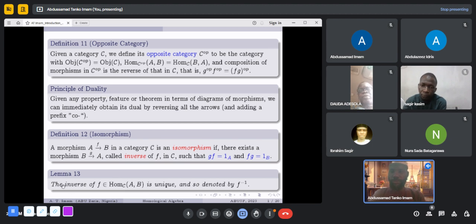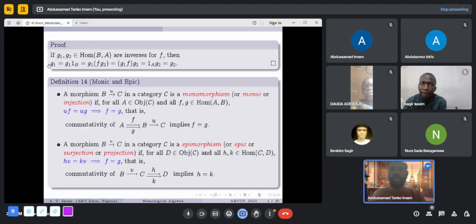Okay, and then we have a theorem here, or a lemma, that the inverse of an isomorphism is actually unique whenever it exists. So the inverse of F is unique, and so we can denote it by F inverse. We can give it a label bearing F.